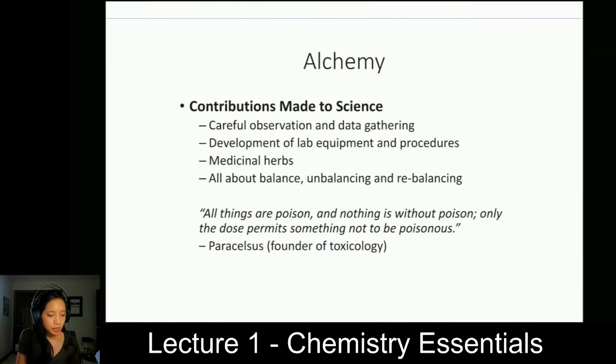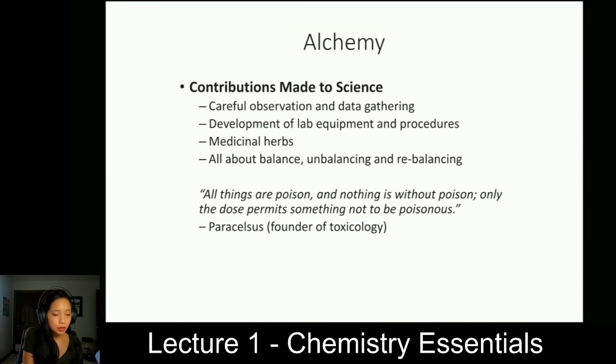Other contributions that they made or added to, so medicinal herbs. Medicinal herbs was an important thing to alchemists. They realized the importance of herbs and how those chemicals can be beneficial to human society.